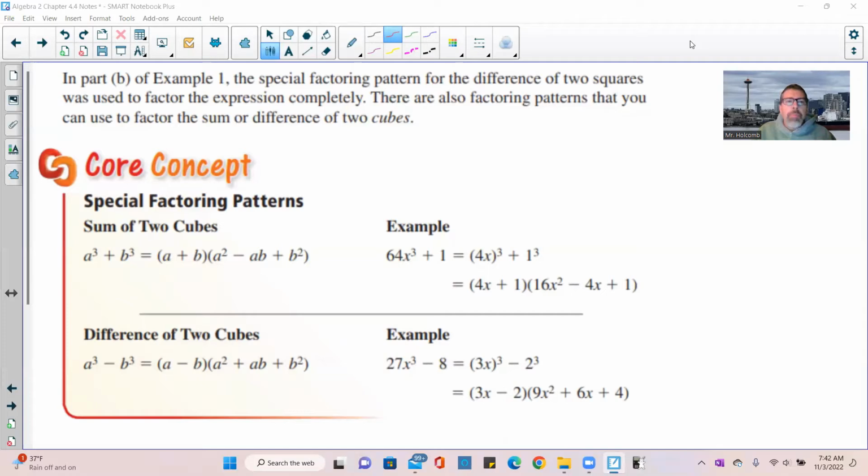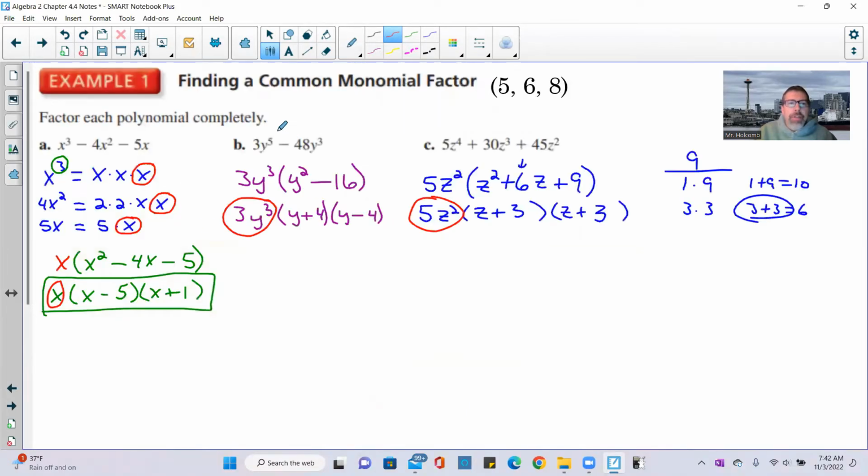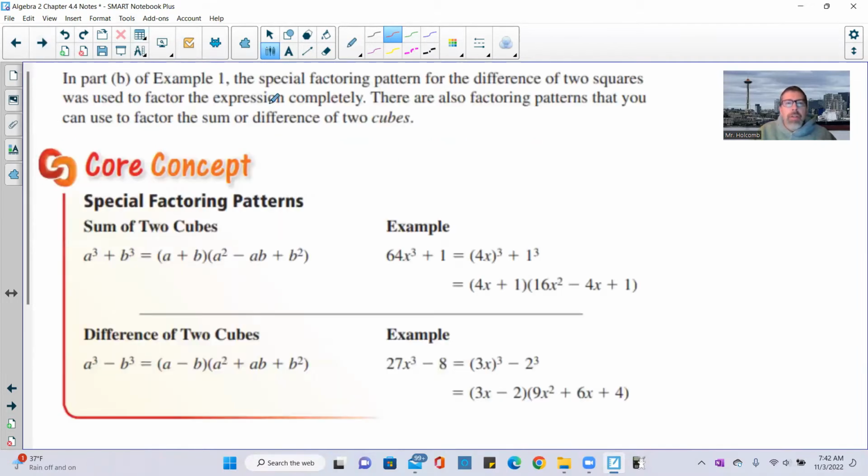Okay, so in part B of example 1, a special factoring pattern for the difference of two squares was used to factor the expression completely. If I go back to that, they're talking about this one here. A difference of perfect squares, y squared minus 16. Y squared is a perfect square, and 16 is a perfect square. There are also factoring patterns that you can use to factor the sum or difference of two cubes.